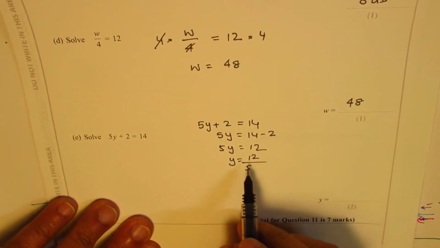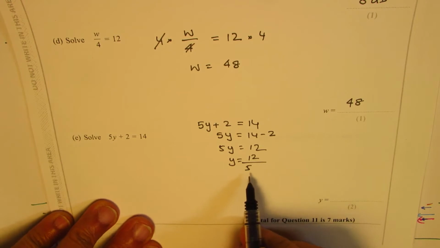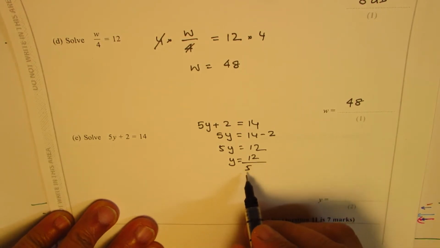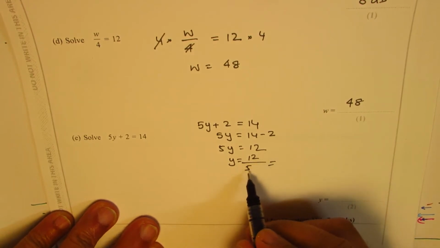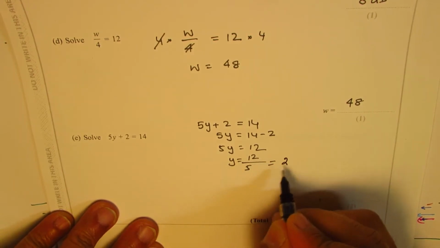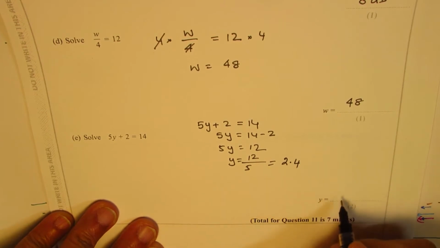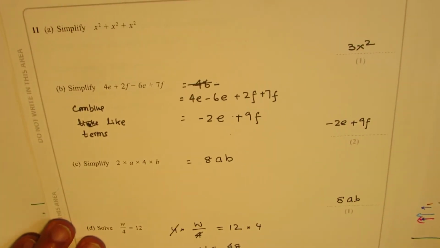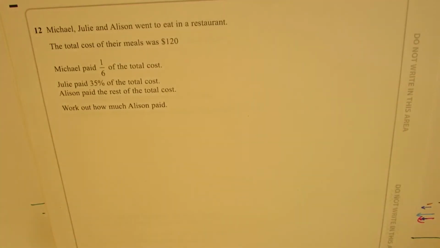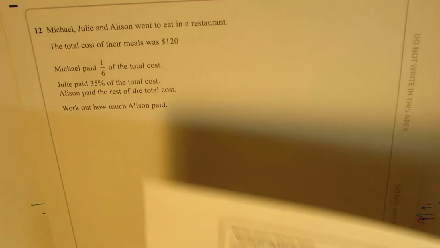So you could write this answer as 12 over 5. Or you could just divide by 5 and then write down the answer in decimals, right? So 5 times 2 is 10 and 2 is 0.4. So you could write this as 2.4 or 12 over 5, right? Both are the same. So that completes half of our test paper. Now let's take the later half, starting with question number 12 after a break.